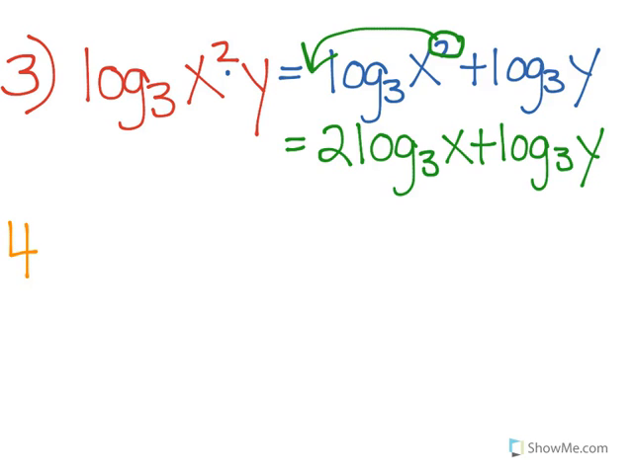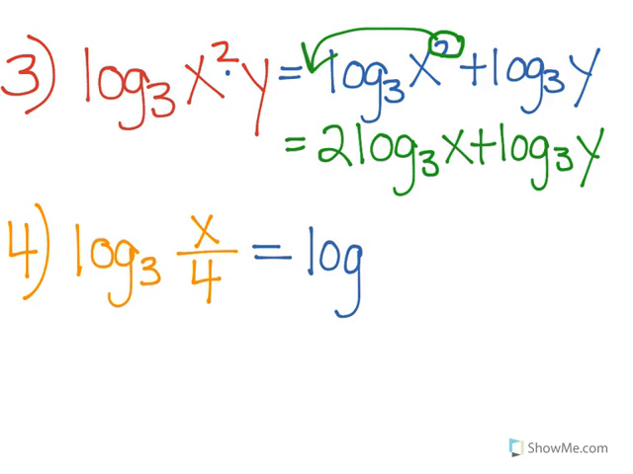Number 4. Alright, so try number 4. Log base 3 of x divided by 4. So this is the quotient property. Now, if you remember in the notes and what I said, you're going to have a subtraction problem. So you're going to have log base 3 of x minus log base 3 of 4.